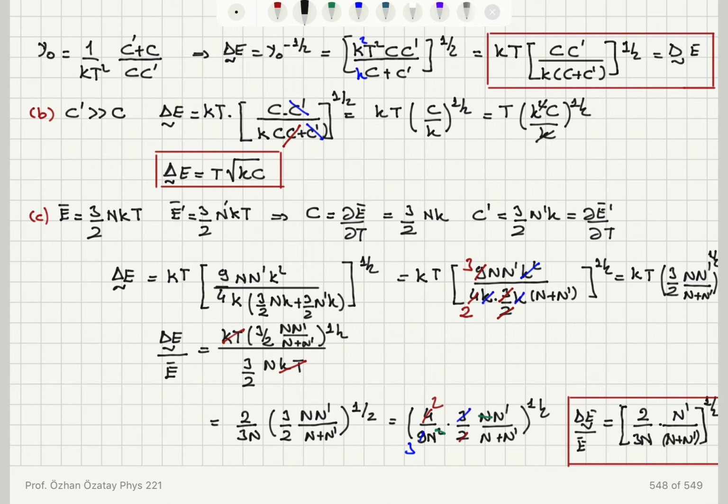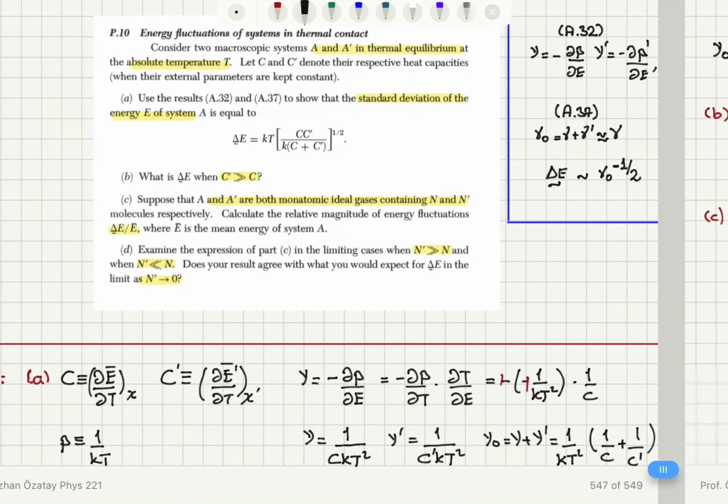and in the limit C prime is much greater than C, that means one system is much bigger than the other one. This is the system in contact with a heat reservoir, because the heat reservoir will have a very high heat capacity. It will take a lot of heat to increase its temperature. That's what it means. So delta E tilde is T square root kC. That is in agreement with problem 5.22. So this was our result.